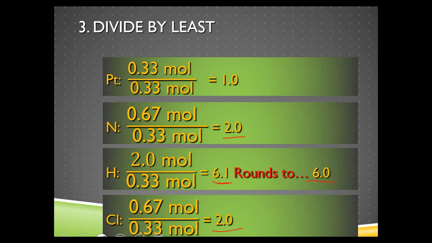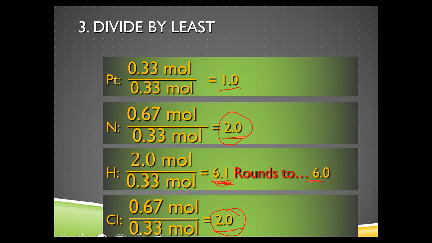Now you need to figure out, when do I have to round and when do I not have to round? All of these are absolutely whole numbers, but this one had a decimal place. How do I know when I can round and when I can't?